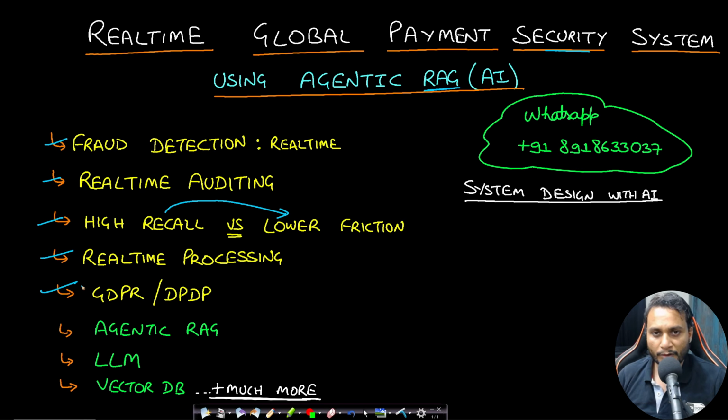Then we will also be discussing how to anonymize any personally identifiable information. That means implementing the GDPR or the data protection regulations. And we will see everything designed with Agentic AI. There we will be looking at the Agentic RAG system, including the LLMs, vector DBs, and many more items. So please watch this video till the end to get a complete understanding.